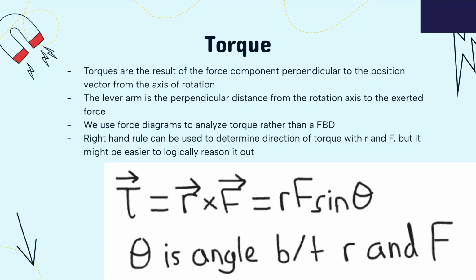So just curl your hand in the direction of the force and the r, and then the resulting, so you have three fingers, right? Put the thumb in the direction of r, the r vector, your pointer finger in the direction of force, and your middle finger will point in the direction of torque. But honestly, you can just reason it out. Just think, is it going to rotate clockwise or counterclockwise?